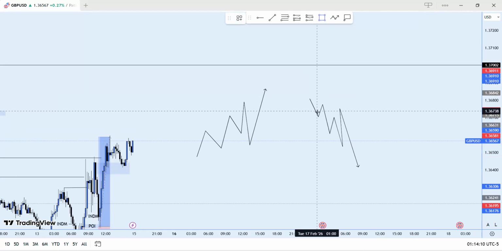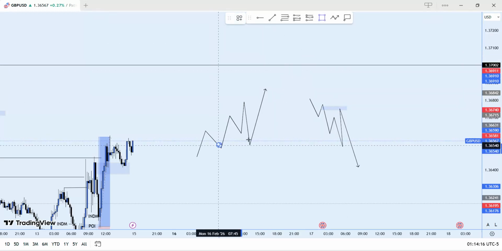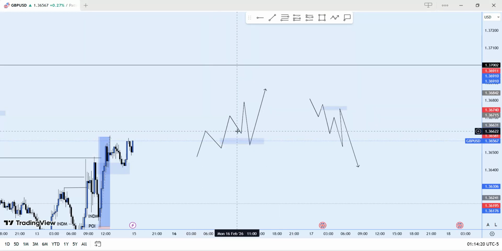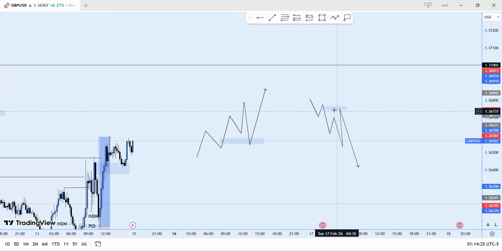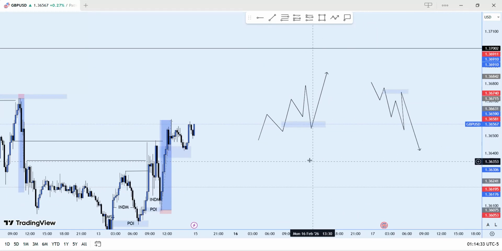So a breakup structure, a point of interest, sell. Breakup structure, point of interest, buy. So that's it. Breakup structure, inducement, point of interest, come back to it, you sell, you buy. Breakup structure, inducement, point of interest, you sell. That is just how it is. This is how I approach the market.